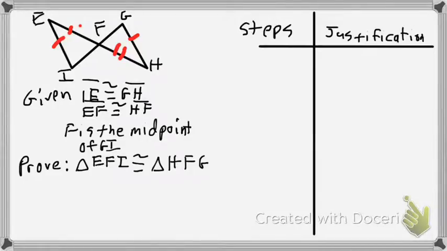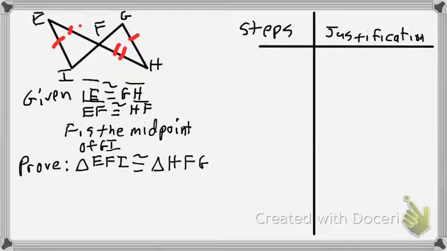Okay, so now we're talking about 4.2. A lot of 4.2 has to do with these proofs. It has to do with looking at information given to you and then deducing whether or not the given triangles are going to be congruent based upon the information you're given, and whether or not you can figure out that last piece.